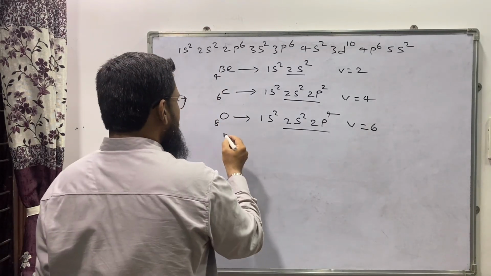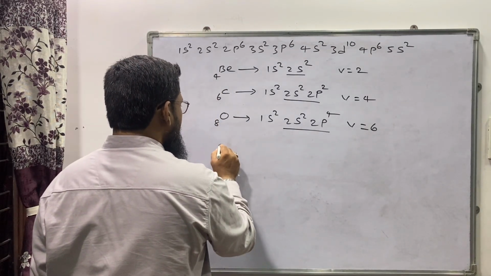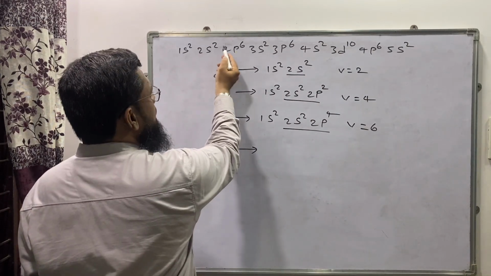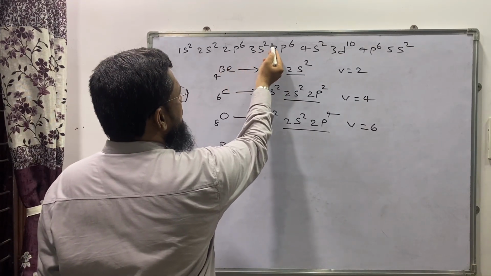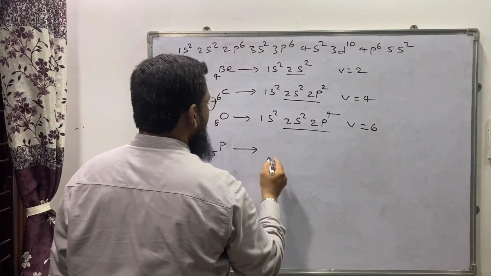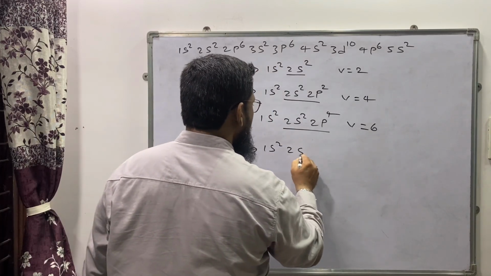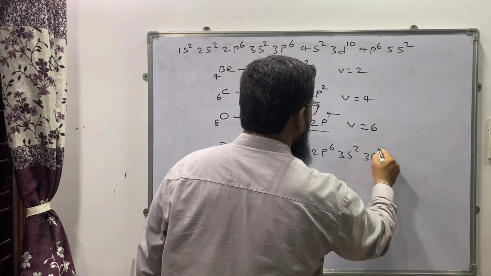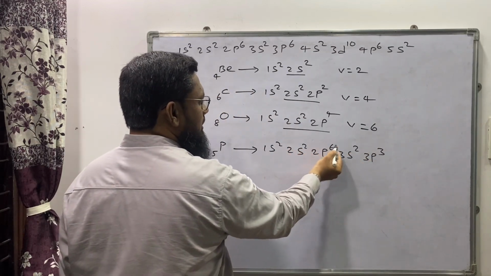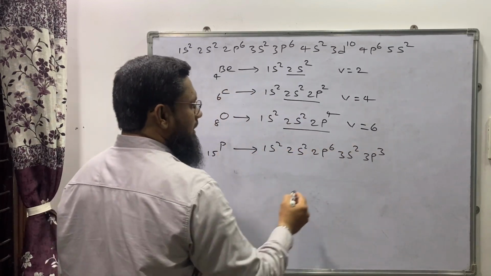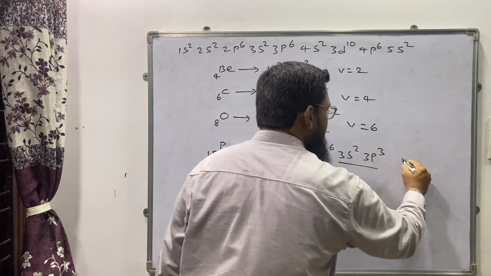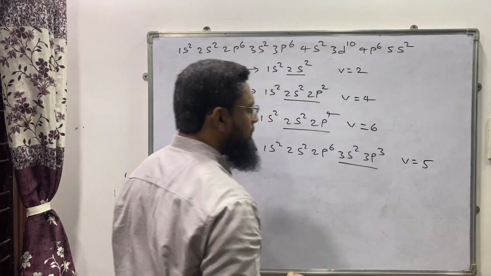In the same way, take phosphorus, atomic number 15. 2, 4, 10, 12, we need 3 more, so we take 3p3. So it is 1s2, 2s2, 2p6, 3s2, 3p3. Here the third shell is the last shell. In it we have 2 plus 3, 5 electrons. So here V is 5.